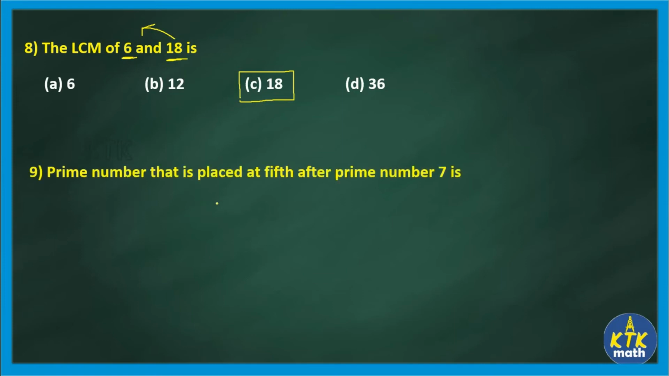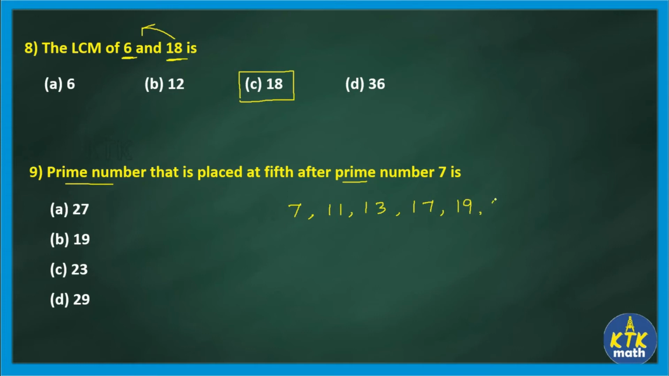Then question number 9, the prime number that is placed at fifth after prime number 7. We know the list of prime numbers, right? After 7, what number are you going to write? You will be writing 11 and then you will be writing 13. I am writing only prime numbers, not odd numbers. Don't confuse here. They are asking only for prime numbers. So 7, 11, 13. After 13 you are going to write 17. After 17 you are going to write 19. After 19, which is the prime number? 23 is the prime number. So after 7, first number, second number, third number, fourth number, your fifth number is 23.